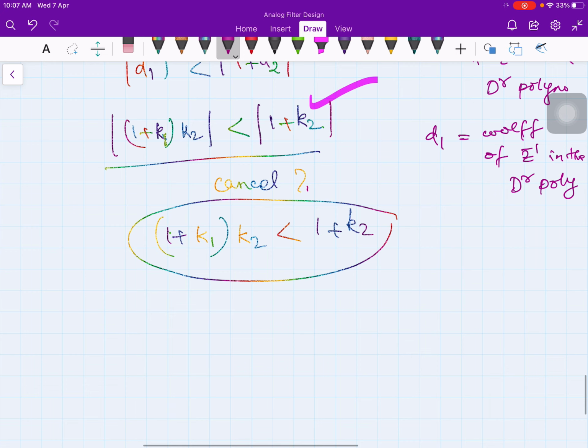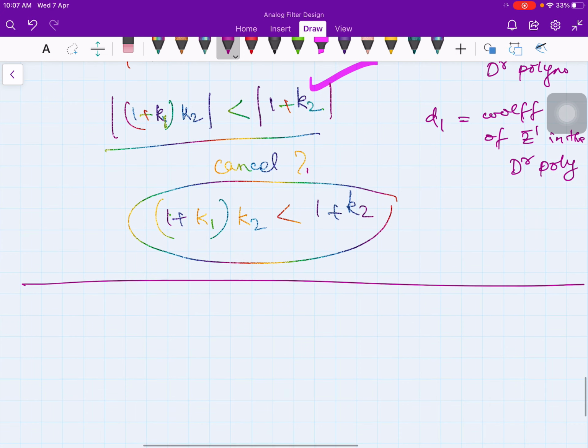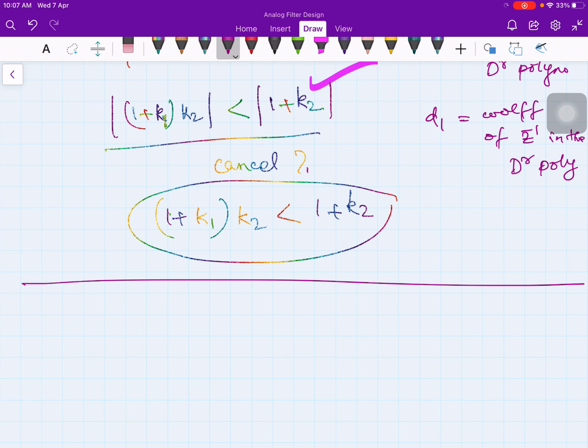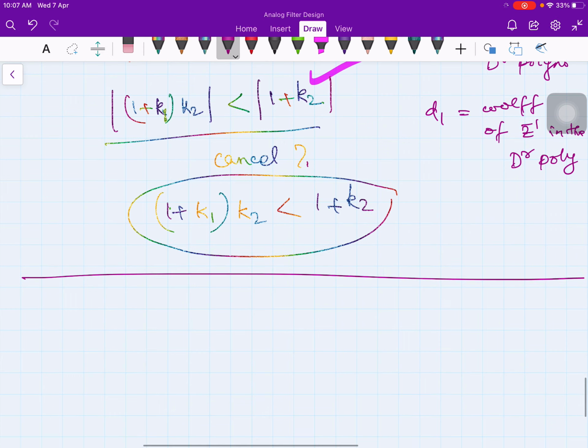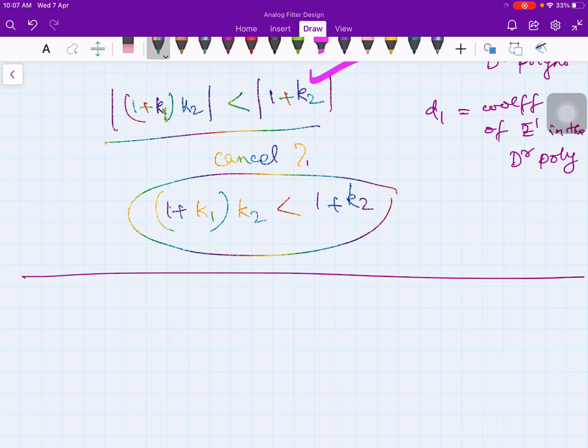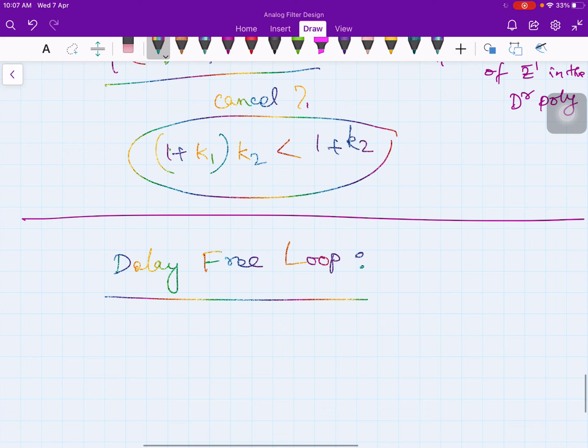Okay. Now the other important thing in analysis and the synthesis of digital filter structures is the so-called delay free loop. So there should not be any loop which has no delay. And to illustrate this, I have taken another example.